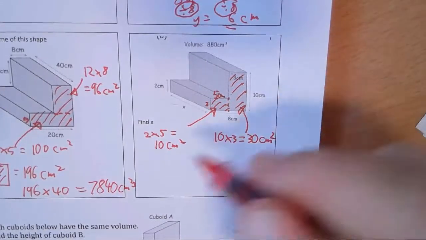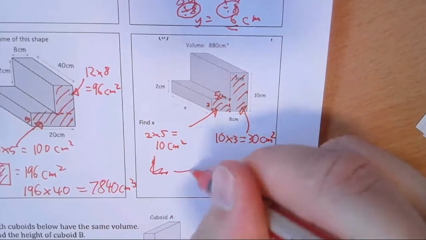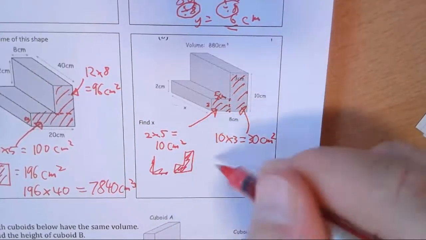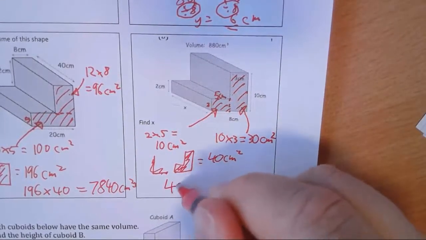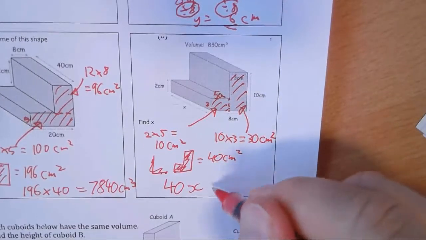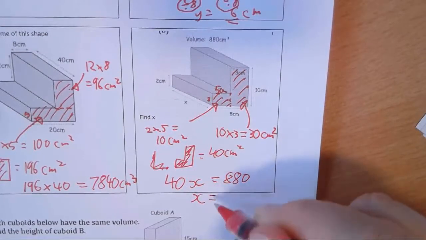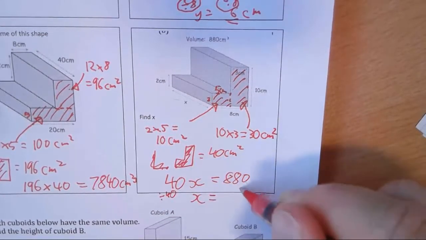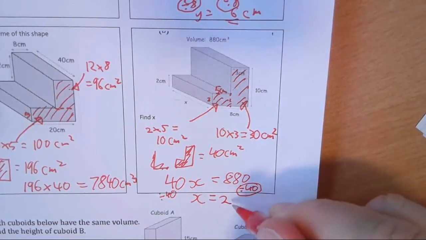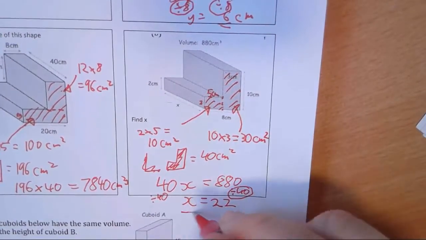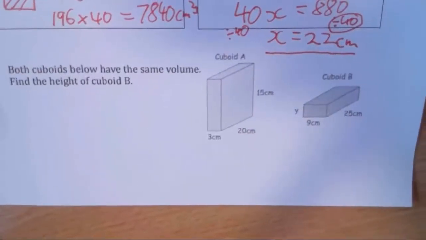So altogether, my whole cross-sectional area is 40 centimeters squared. So I've got 40 times by x is equal to 880. So therefore x is going to be equal to, if I divide both sides by 40, that's going to give me 22. Can use a calculator for that. 22 centimeters.